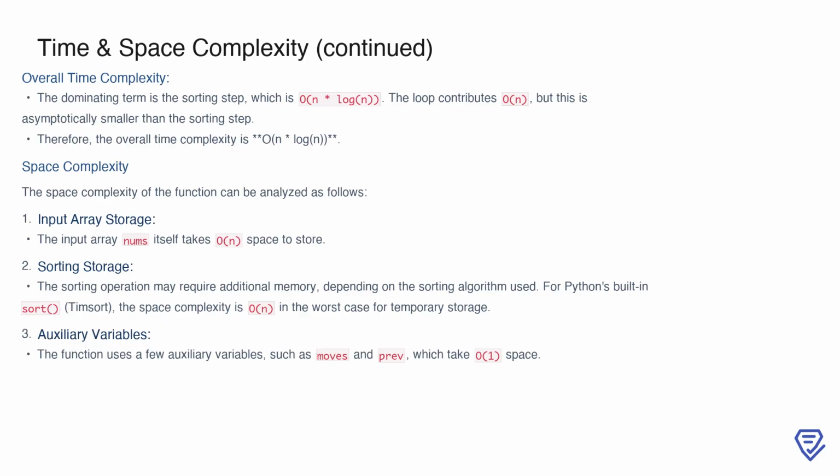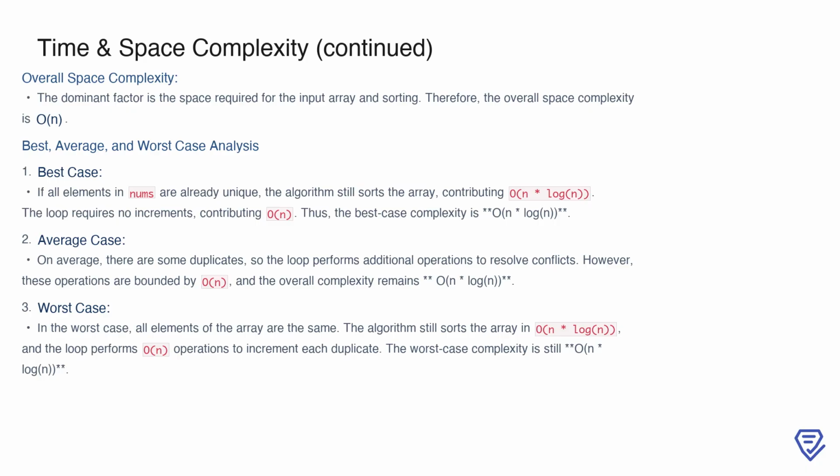Shifting to space complexity, the input array nums occupies O(n) space. Sorting the array might require additional memory depending on the sorting algorithm. Python's timsort, for example, has a worst-case space complexity of O(n) for temporary storage. Beyond this, the function uses only a few auxiliary variables such as moves and previous, which take constant space, or O(1). These additional factors are negligible compared to the space required for the input and sorting. Considering the overall space complexity, the dominant factor is the space used by the input array in the sorting process, resulting in a total space complexity of O(n).